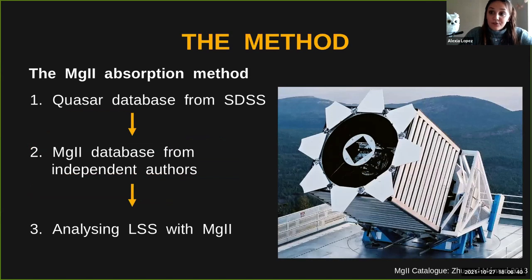We use data from the Sloan Digital Sky Survey, the DR7 and DR12 quasar databases, containing around 120,000 quasars. Following this, independent authors have catalogued the magnesium II absorption systems in these quasars, of which there are around 64,000. We then use these magnesium II catalogues to assess the large scale structure. The catalogues present both accurate spectroscopic redshifts and the sky coordinates, which allows us to map the large scale structure in finer detail than seen previously.